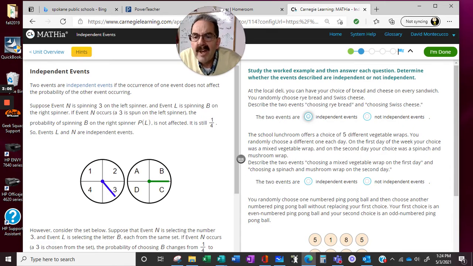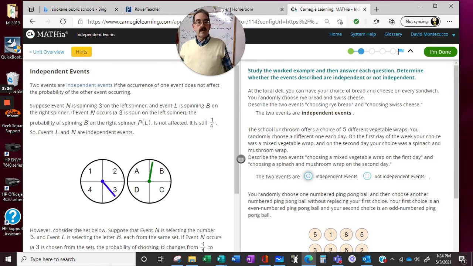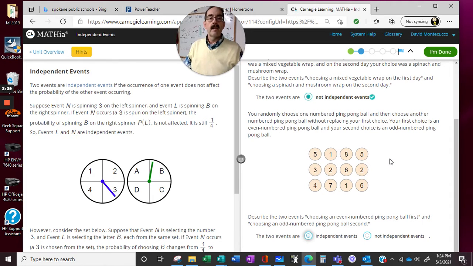Alright, so now we got the L and the B, right? Then the number spinning event N and B, we have the same example. Study the worked example. At the local deli, you can have your choice of bread and cheese on every sandwich. You randomly select rye bread and Swiss cheese. They're independent. You're going to pick either one and they don't affect each other. The school ranch offers 5 vegetable wraps. You randomly choose a different one every day. They're independent, not dependent, okay? Because you're doing it on separate days of the week.